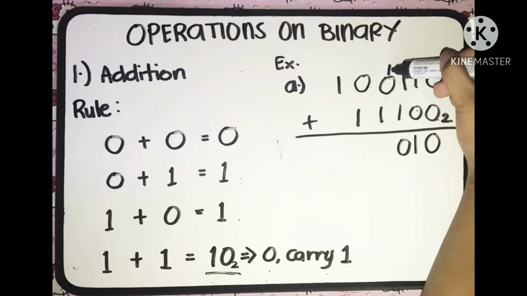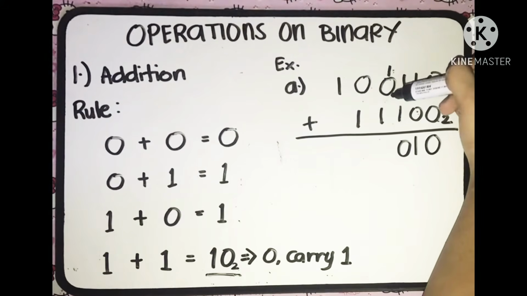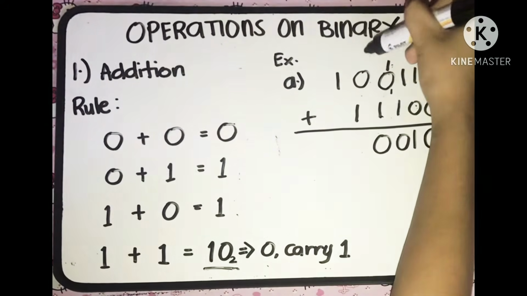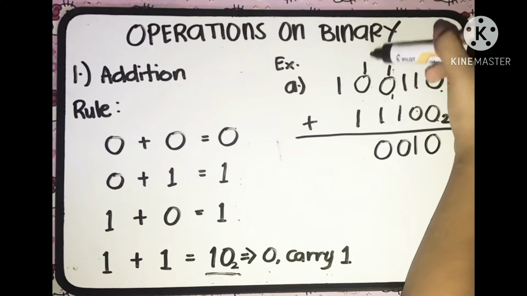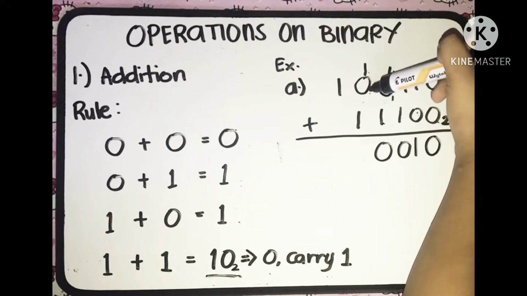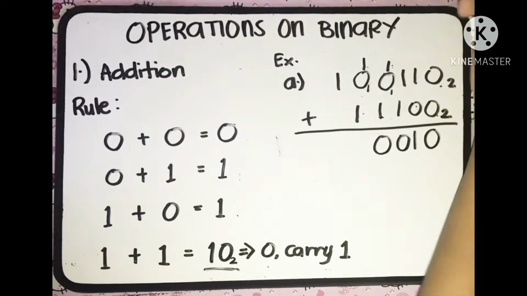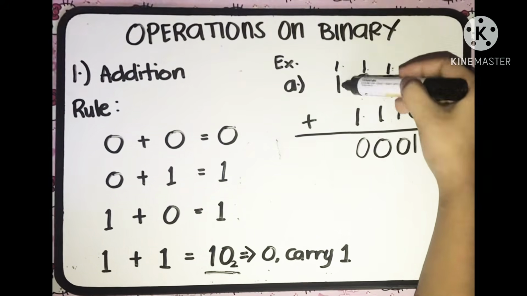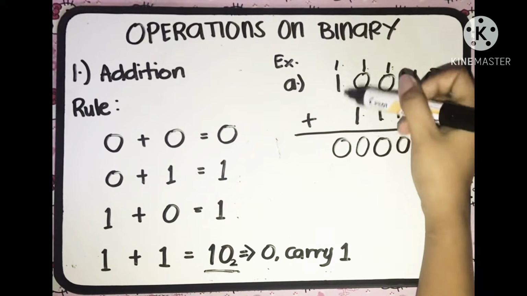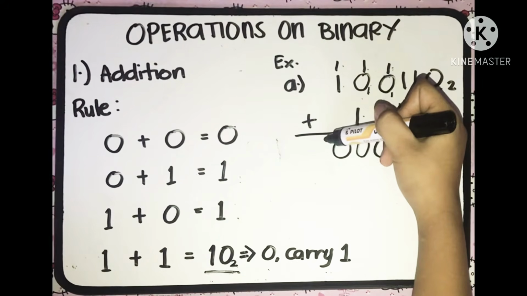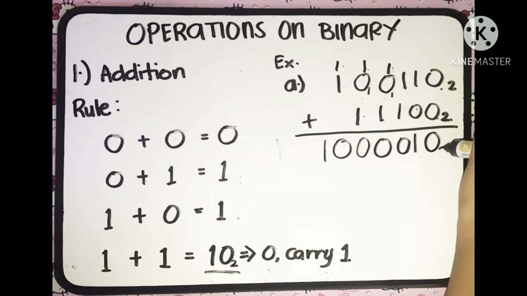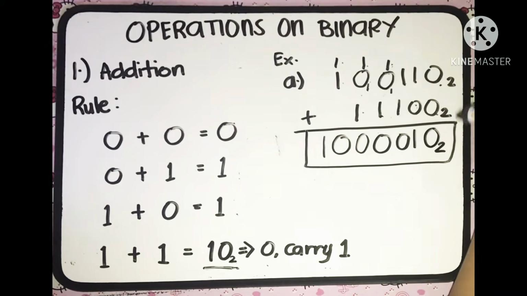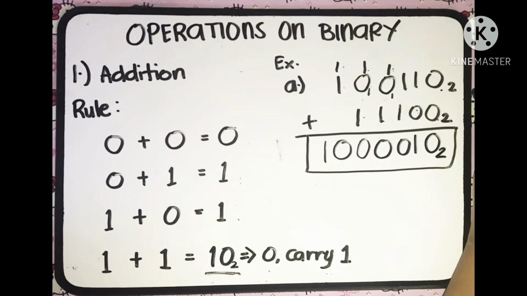And then, let's proceed. So, we have 1 plus 0. It is equal to 1, and then 1 plus 1 is equal to 0 carry 1 again. Then we'll add 1 and 0 again. It is equal to 1, and then 1 plus 1 is equal to 0 carry 1. And then we have here 1 plus 1. So answer is 0 carry 1. So wala tayong palalagyan ng carry, so we can write 1 there. And then don't forget to write subscript 2. So, this is the answer for the given binary numbers.